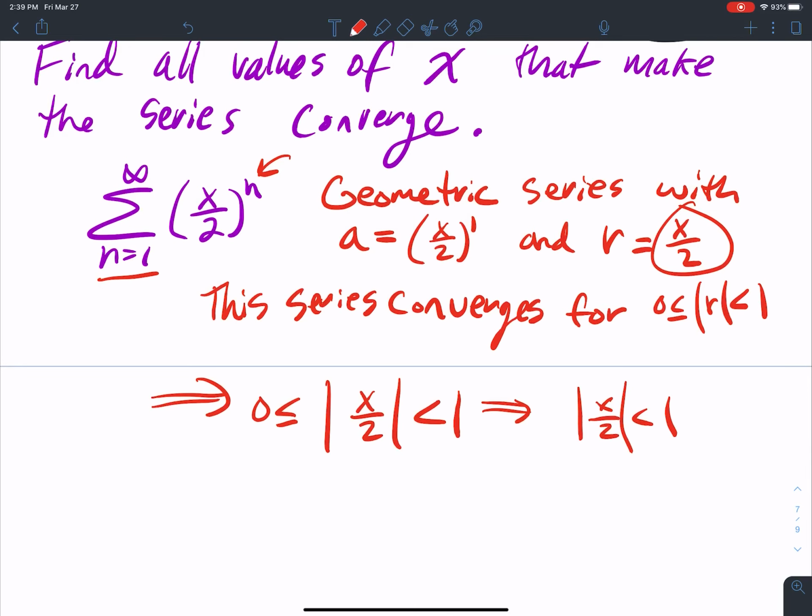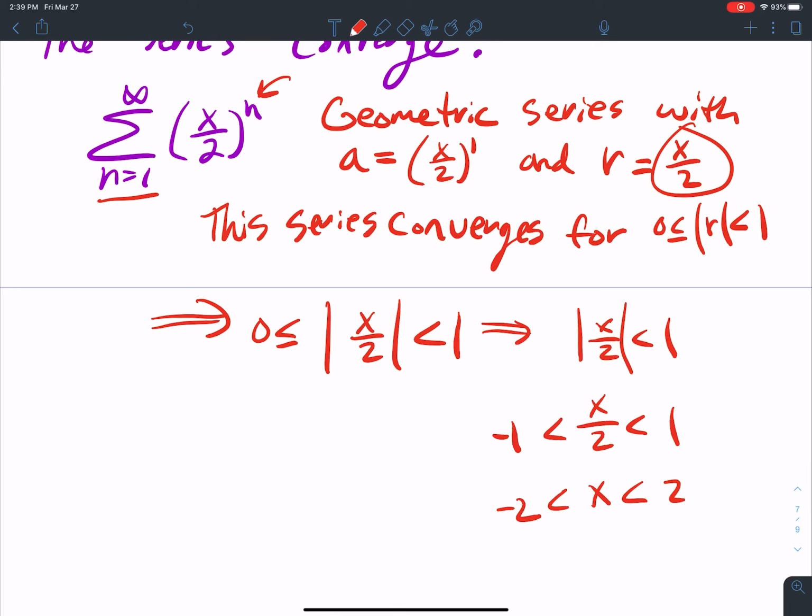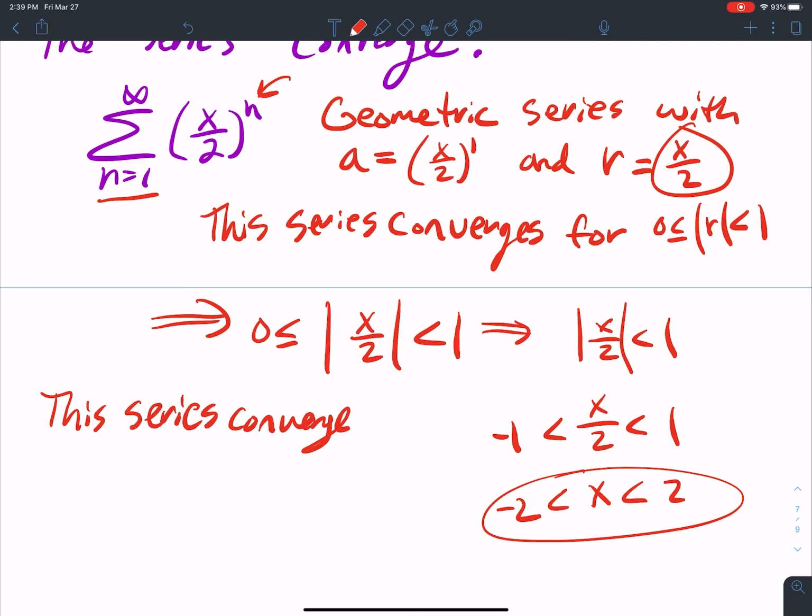and solve this problem. And so when I do that, I get x over 2 is stuck between 1 and negative 1. If I multiply by 2, I get x is between negative 2 and 2. So what is this telling me? This series converges for x in the interval negative 2 to 2.